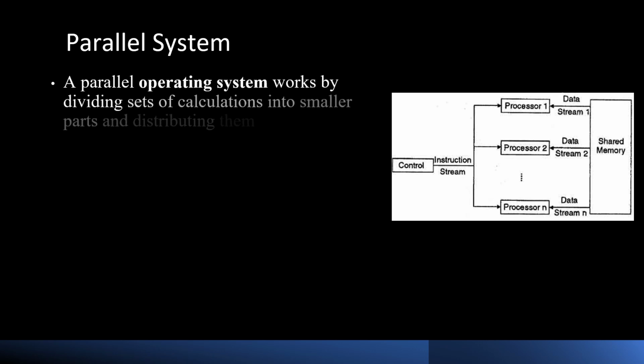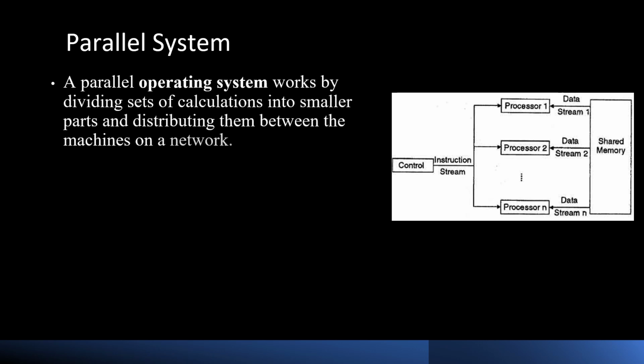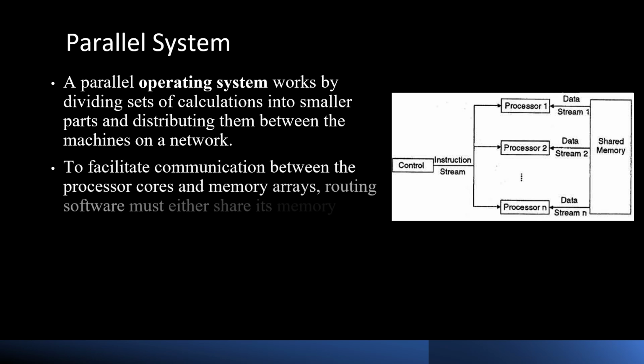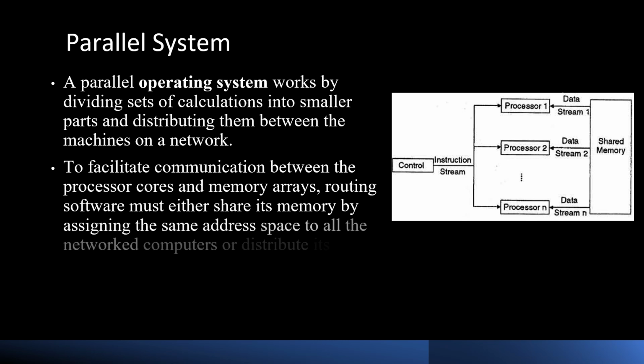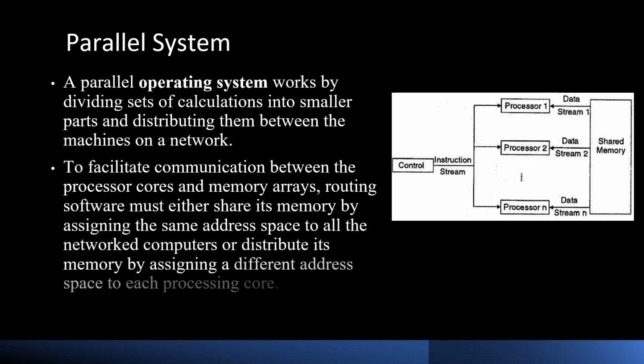Parallel system. A parallel operating system works by dividing sets of calculations into smaller parts and distributing them between the machines on a network. To facilitate communication between the processor cores and memory arrays, routing software must either share its memory by assigning the same address space to all the networked computers or distribute its memory by assigning a different address space to each processing core.